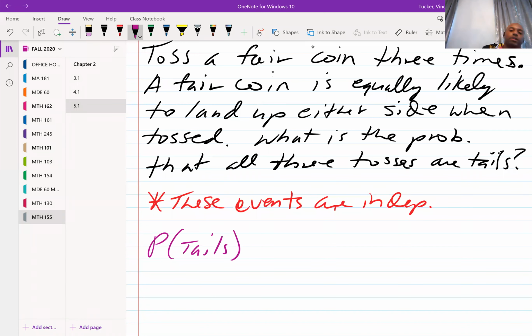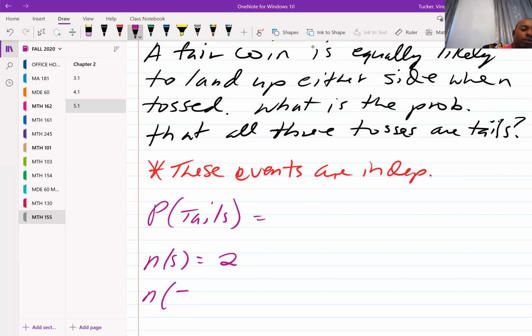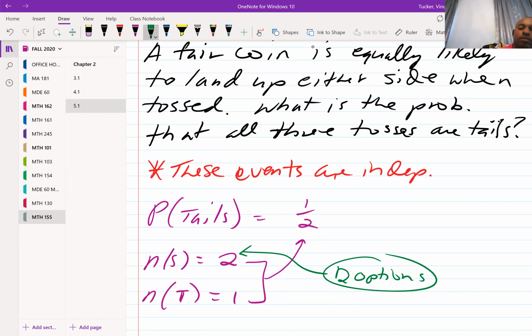of landing tails, and we talked about that one before. So now you want to establish your sample space. There are two sides or two choices, heads and tails, and then the number of tails is just one. So that's why our probability is just going to be 1/2. There are two options, heads and tails, and just one option in the event, which is tails. So that's where we're getting those numbers from.